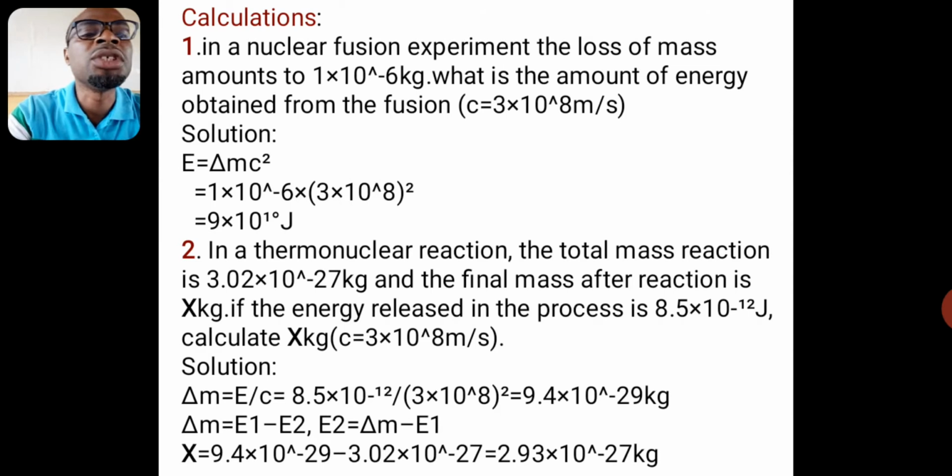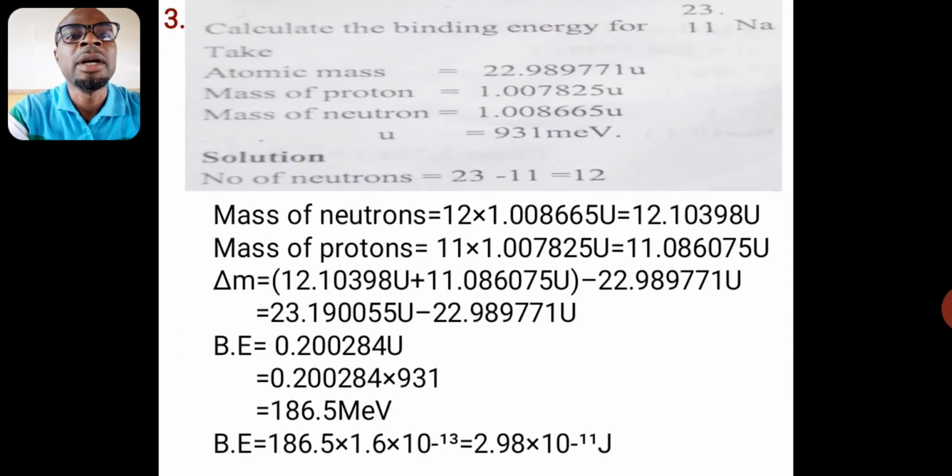So the final answer there, which we have, is 2.93 times 10 raised to power minus 27 kg. So take note of that correction there. The answer might not be 2.93, but it must be 10 raised to power minus 27 kg. Take note of that, please. Sorry for that. We now take the last calculation there.